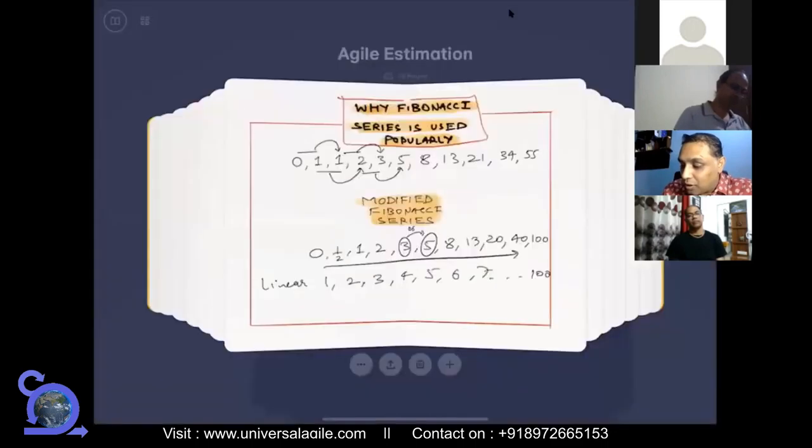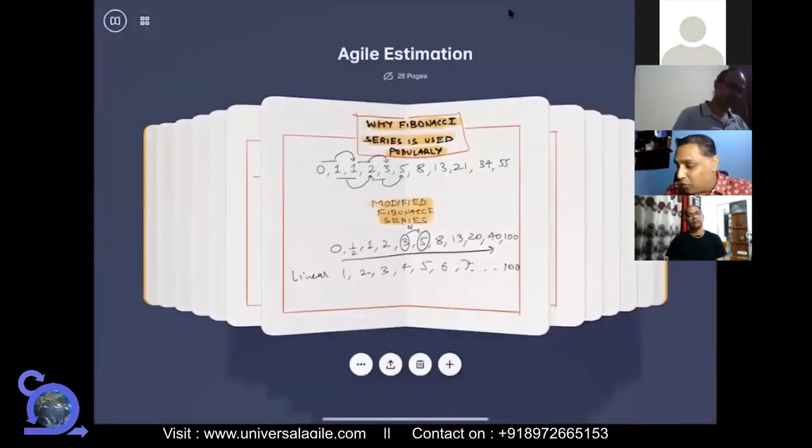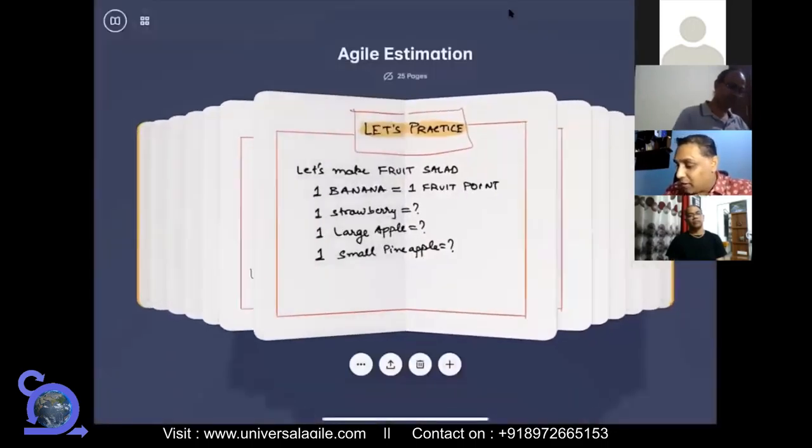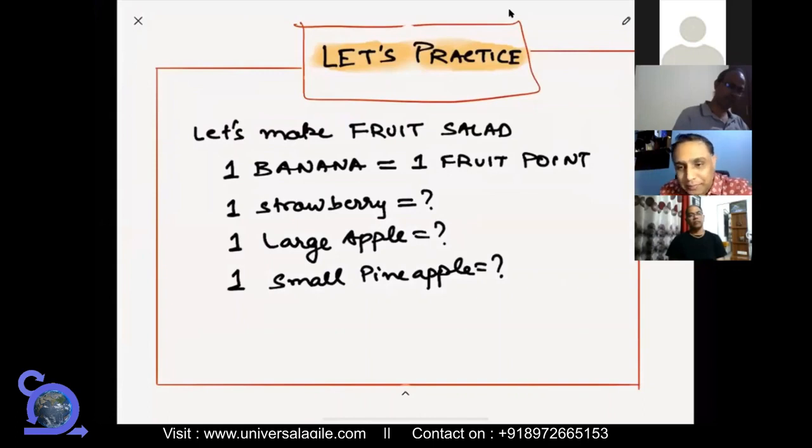Now, once we have understood why we use the Fibonacci series, let's practice it. Let's assume we have to create a fruit salad. Let's assume we have to cut one banana. It is one fruit point. It is our reference.